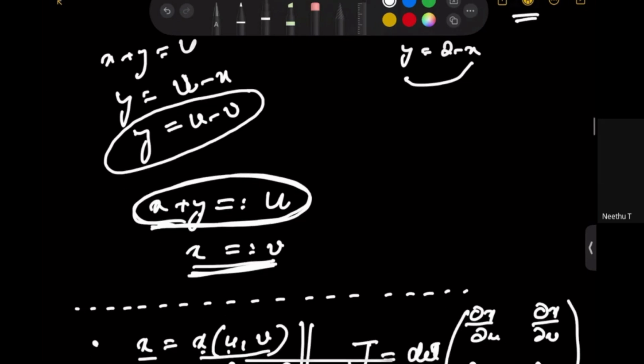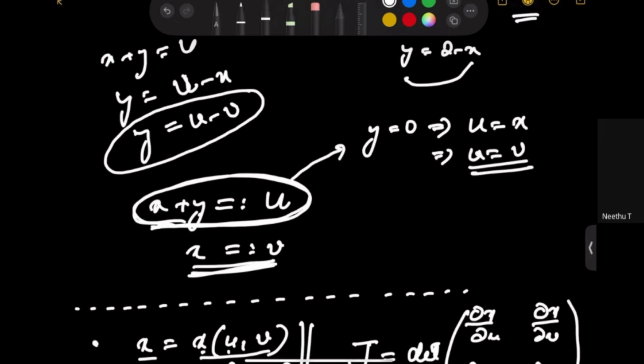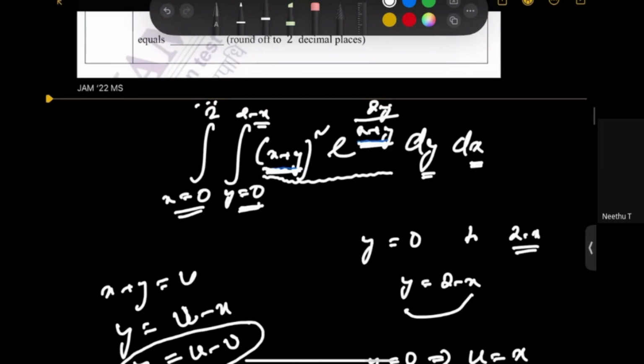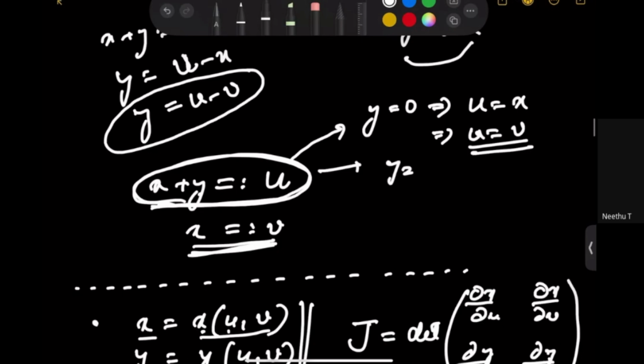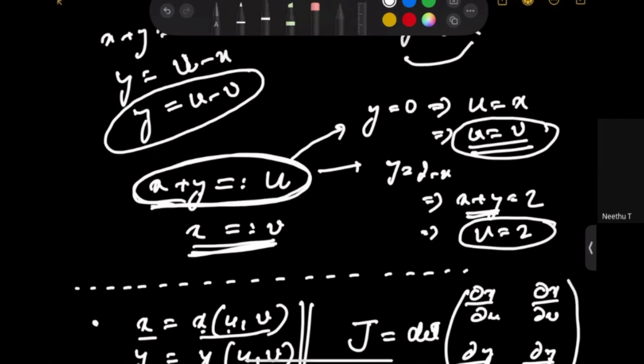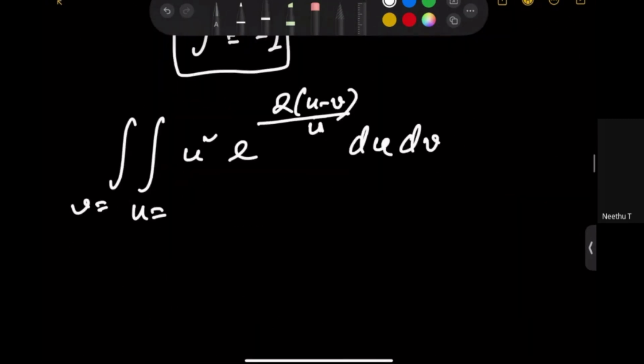Yeah, if you put y equal to 0 here, then you get u equal to x. And what is x? x is nothing but v, right? u equal to v. So that is your starting limit for u. And the upper limit for y was y equal to 2 minus x, that is, x plus y equal to 2. That is x plus y, u, equal to 2. So u goes from v to u equal to 2. So the limits of u are u going from v up to 2.